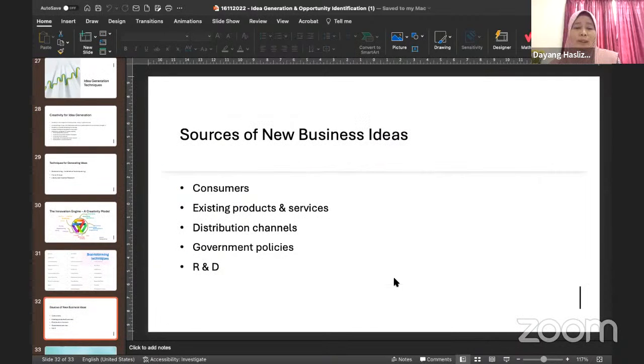Sources of new business ideas can also come from consumers. That's why we have market surveys, people asking for your feedback from the internet, even asking you to test or taste a certain product and give feedback. You can also get ideas from observing existing products and services to see whether they still meet the new requirements and situations. We can also get business ideas by surveying, looking at distribution channels, and of course government policies and research.